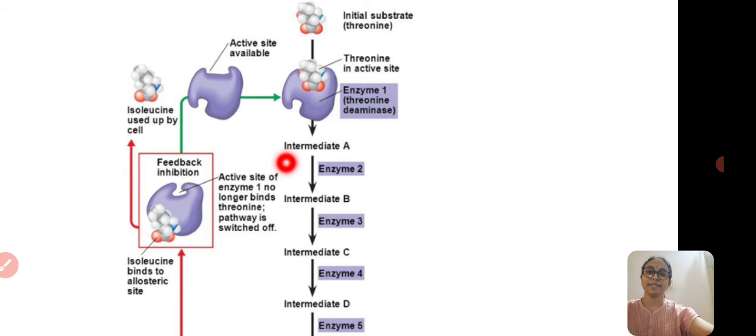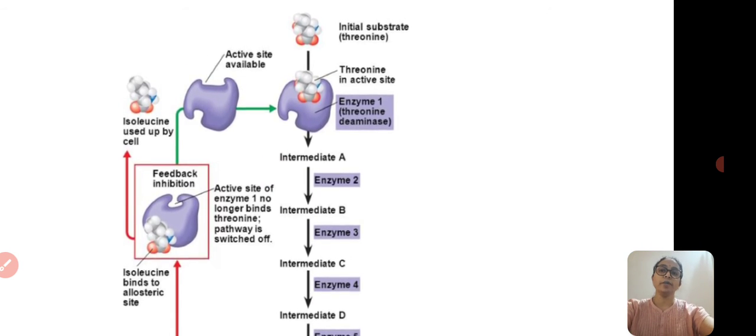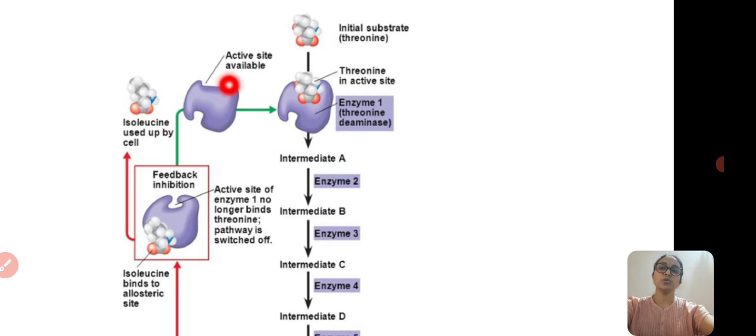And thus this feedback inhibition will be on till the isoleucine is completely utilized in this stream. Once the isoleucine is completely utilized, there is no isoleucine to act as a feedback inhibitor. So once again the enzyme restores its activities.